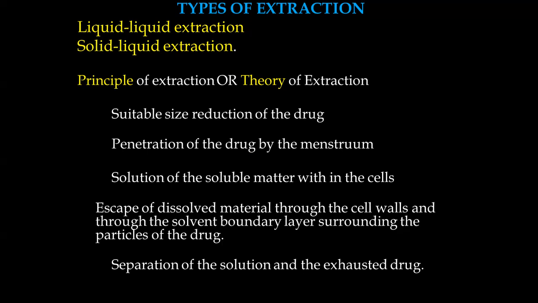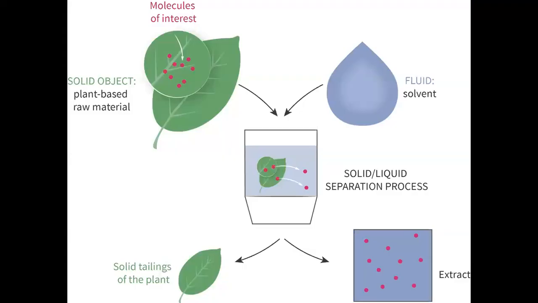And finally, you can go for a separation of the solution from the exhausted drug. That is nothing but the marc. So more than a theoretical explanation, here I'll explain with a pictorial representation. This is the raw material or the leaf material, where the pink dots inside are the active constituent present in the leaf material. And this is the fluid or the solvent, which in terms of Galenicals is called menstruum.